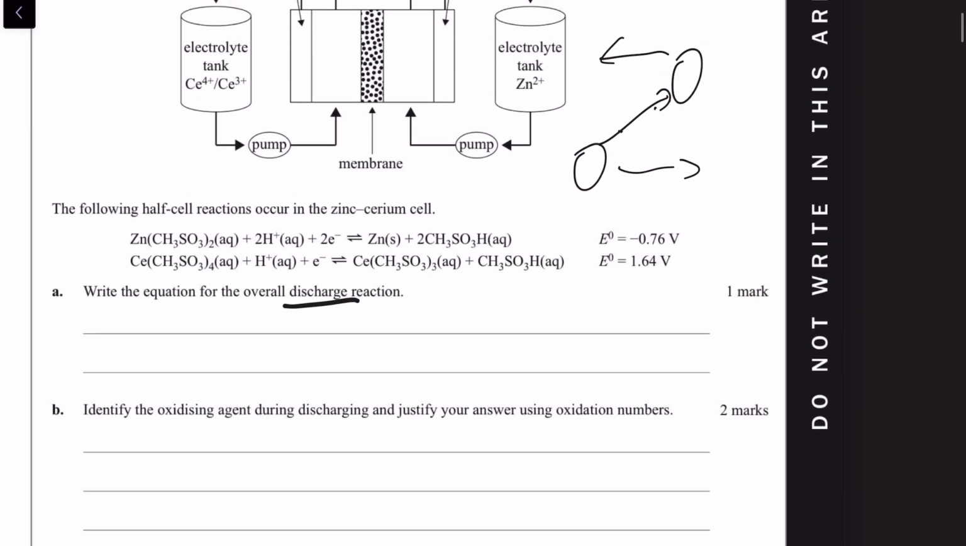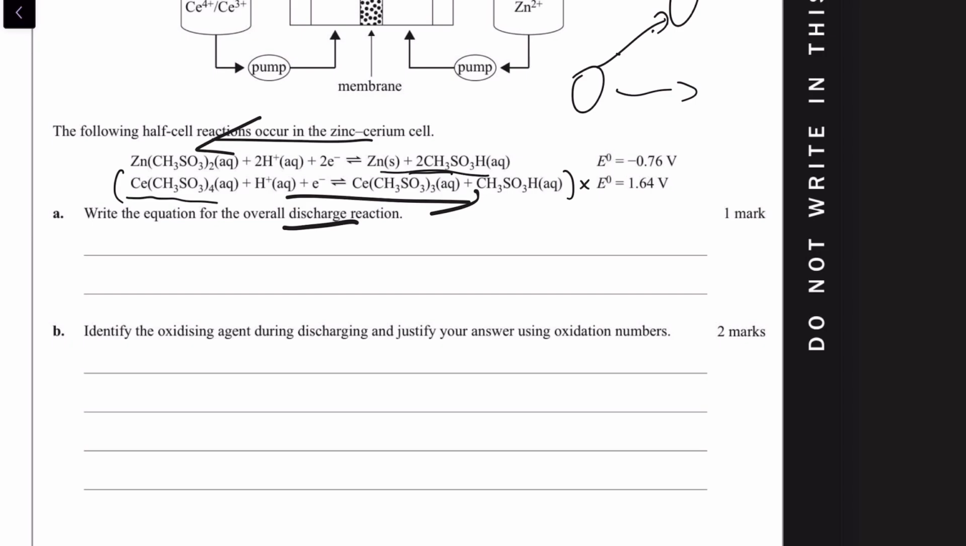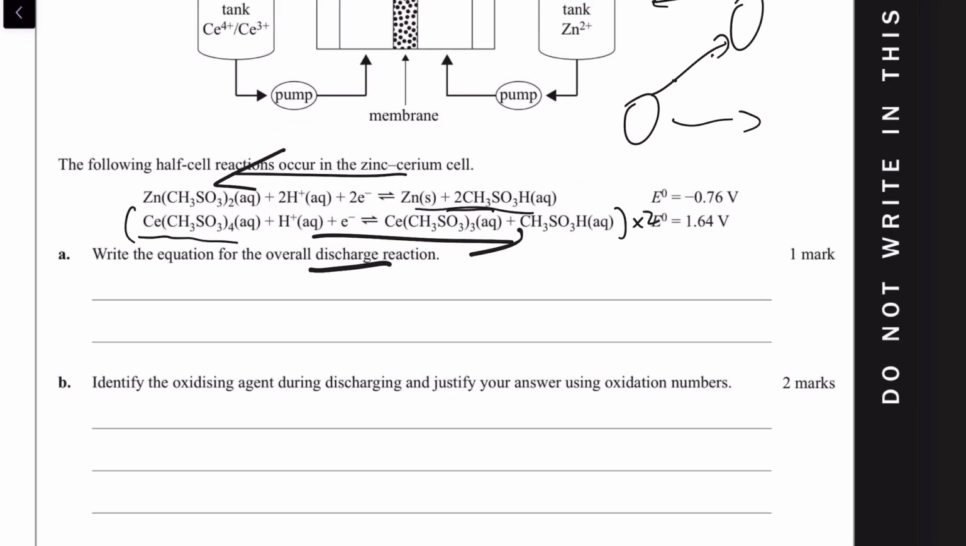So essentially we have these two reacting. Zinc is being converted in this direction, so it's being oxidized, and this cerium complicated species is being reduced. For the overall discharge equation, when we look at the electrons, we should double the bottom part by 2 to make the electrons balance. So we have 2 electrons on the left, 2 electrons on the right, so they cancel out each other. So this becomes 2, this becomes 2, 2, 2.